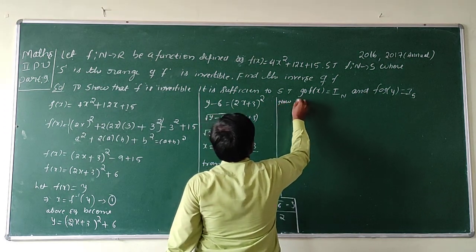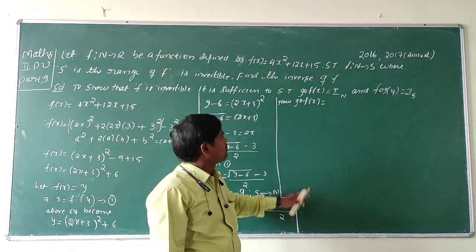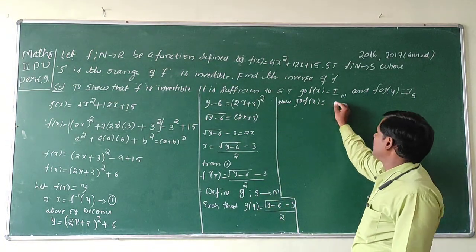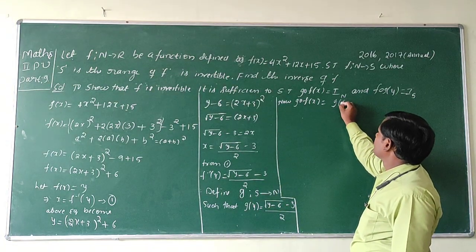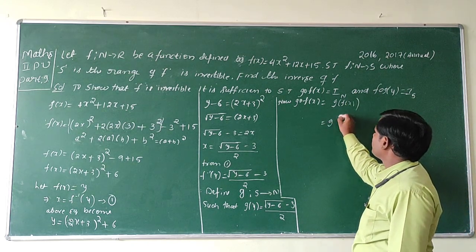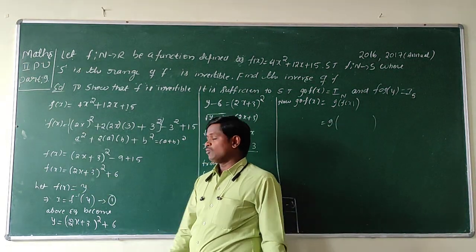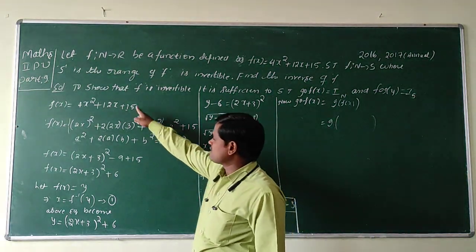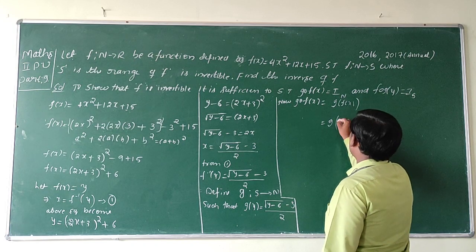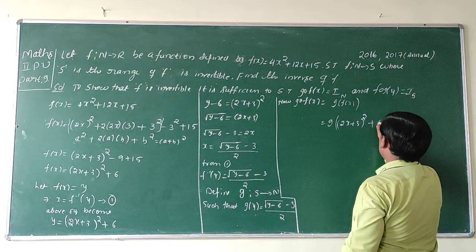Now g circle f of x, by the definition of a composition function, is nothing but g of f of x. Is it clear? So now f of x is nothing but 2x plus 3 whole square plus 6. Instead of writing this, we are going to write 2x plus 3 whole square plus 6. Is it clear?